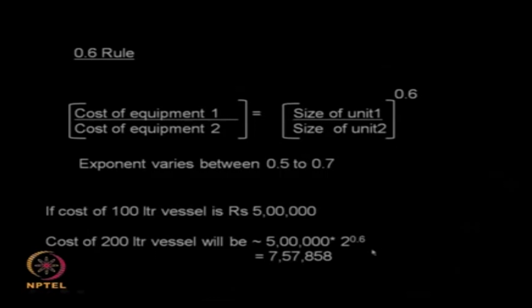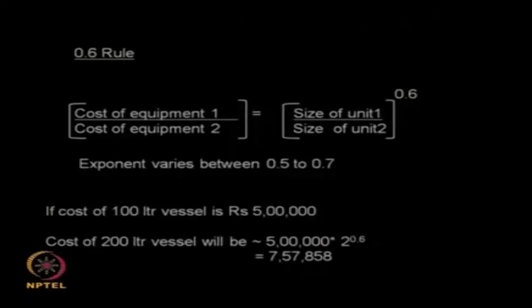So this exponent can vary between 0.5 and 0.7. If it is 0.5, it will be much less, right. So it is not exactly 2 times 5 lakh, which is 10 lakh rupees, but it is much less, and this exponent depends upon how complicated the equipment is. If the equipment is very complicated, it will be 2 raised to the power 0.7. If the equipment is the least complicated, it can be 2 raised to the power 0.5. So it will be in between. So if equipment of 100 liter capacity is 5 lakhs, equipment of 200 liter capacity will be 2 raised to the power 0.6 into 5 lakhs. That is what this 0.6 rule tells.